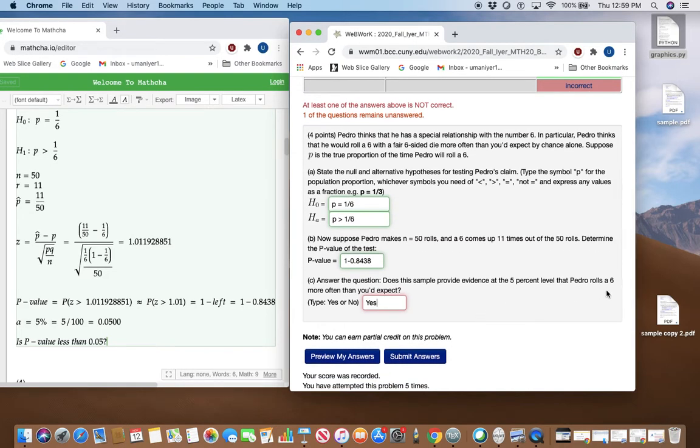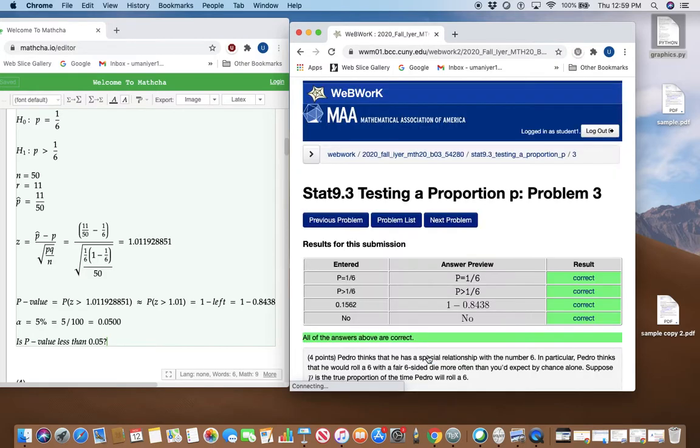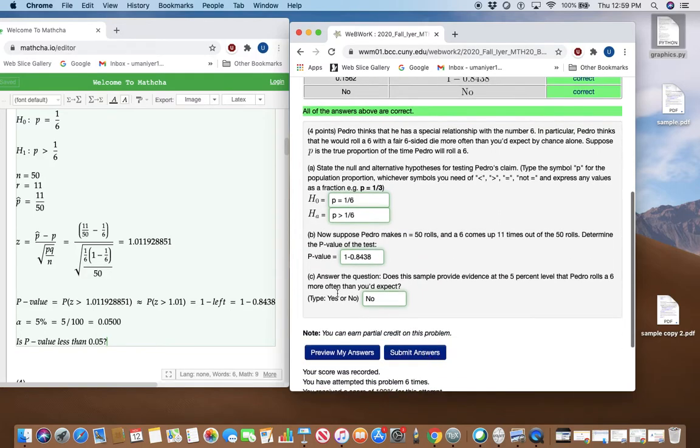At the 5% level, do we conclude that Pedro rolls a 6 more often than that? No, actually, no. Because your probability is very small, that means this cannot happen, so you're rejecting basically. Yeah, so it's a no. Okay, next.